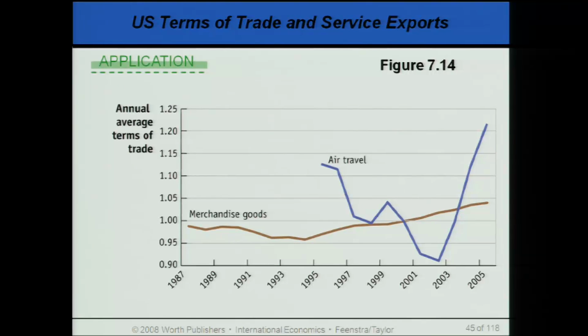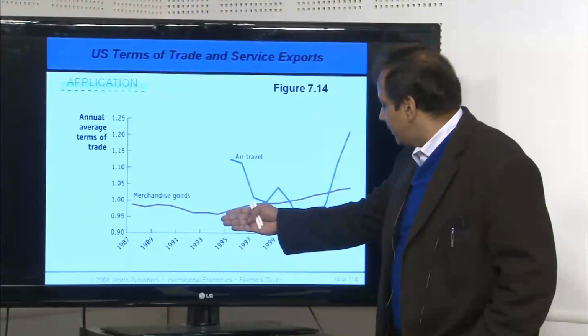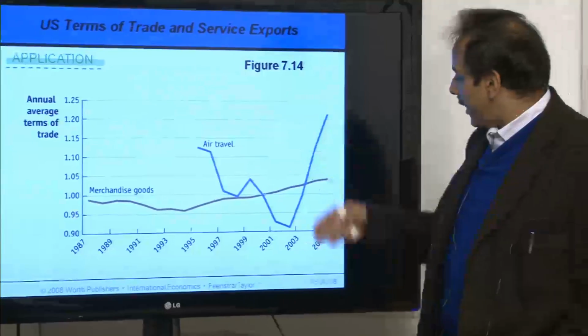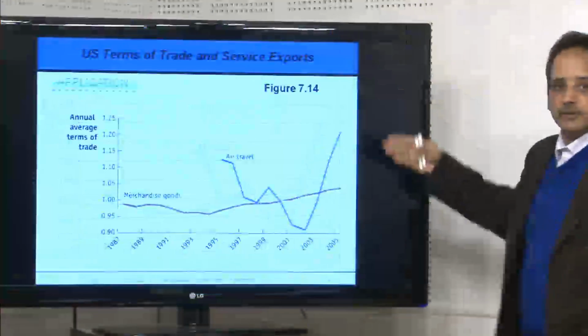Now Samuelson was concerned that with an increase in outsourcing, there is a possibility that the technological progress in the developing nation would lead to a reduction in terms of trade in the US. But for merchandise goods, you can see from the mid 90s, the terms of trade, instead of falling, has gone up. Even for air travel, after 2003 the terms of trade has improved. So, one cannot say with certainty that the terms of trade have fallen in the US.